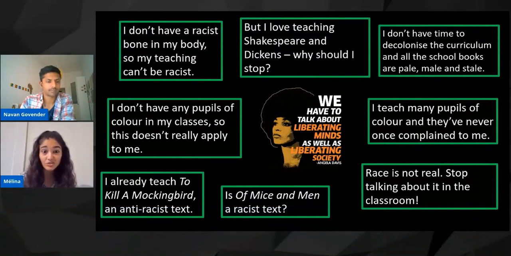I don't have time to decolonize a curriculum, and all the school books are pale, male, and stale. I think that is a really good point. It's difficult to change everything over one summer. It's important to think of the different ways you can present multiple counter narratives. If you don't have many school resources for new books, for example, looking at poetry is a good place to start. And we've got a series of texts on the next slide to help you with that.